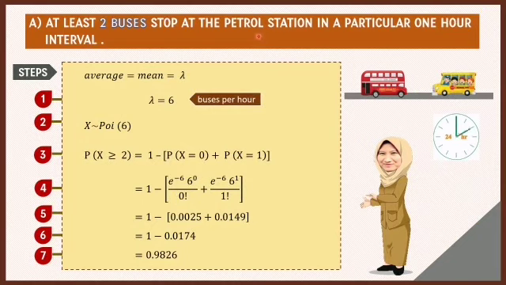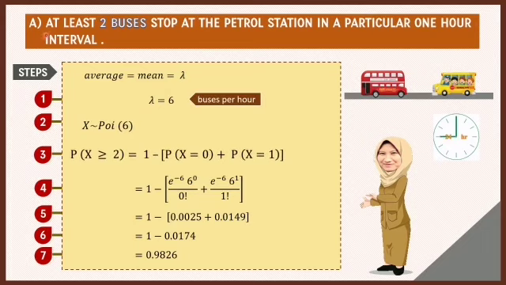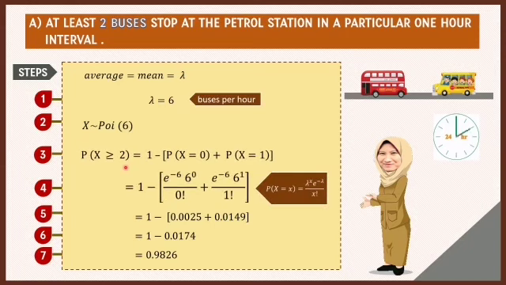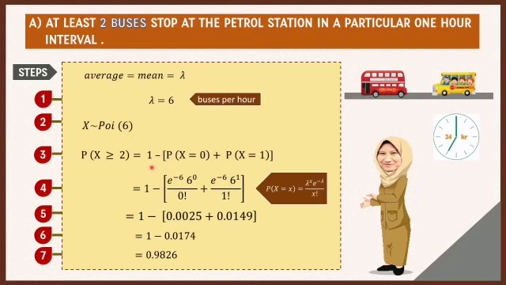As we can see here, the time interval is the same as before, so we do not need to change the mean. We can represent the mean with the lambda symbol. So lambda is equal to 6. The question asks to find at least 2 buses, meaning that it must be larger than or equal to 2. It must be from 2, 3, 4, 5 and 6. But instead of adding from 2 until 6, we can use the shortest way, which is 1, the total probability, minus the probabilities that are less than 2, which is 0 and 1.